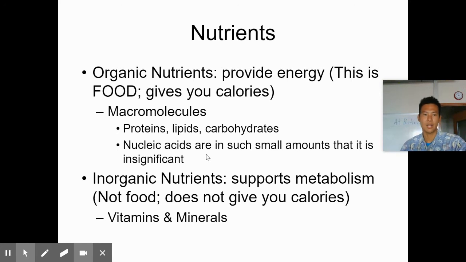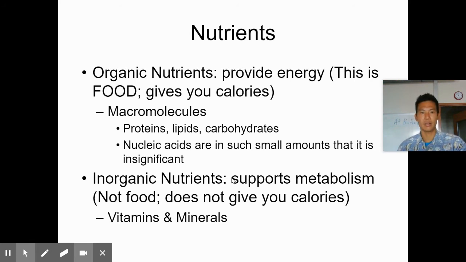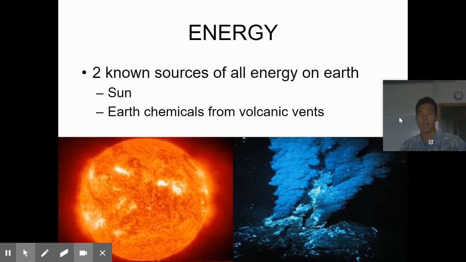Do understand that there are also the inorganic nutrients, things that our bodies need, but they do not give you calories. Things like vitamins and minerals, like iron, salt, calcium, your electrolytes, things like that. Now, energy.